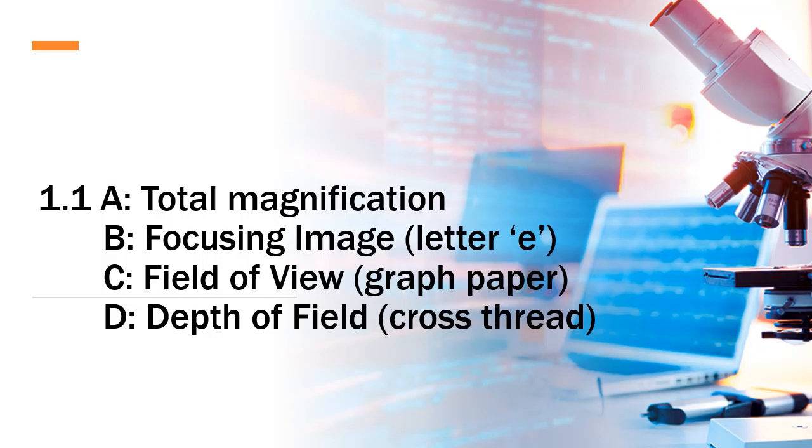Alright, so we're going to have our first experiment today, which is a basic technique in microscopy. Under this lab, we're going to get familiar with the correct technique and also usage of the microscope. This lab consists of two subtopics, exercise 1.1 and exercise 1.2. Under 1.1, there are four parts, which are A, B, C, and also D.